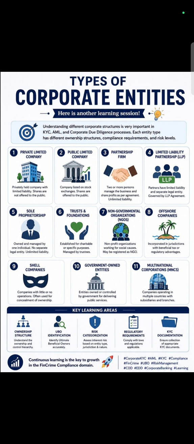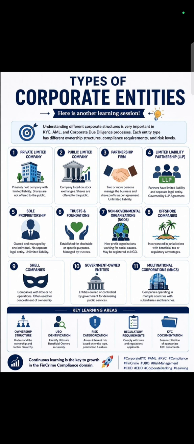Eighth one is offshore companies. Offshore companies are incorporated in a jurisdiction with beneficial tax or regulatory advantages. Ninth is shell companies. Shell companies are those companies with little or no operations, often used for the concealment of ownerships.